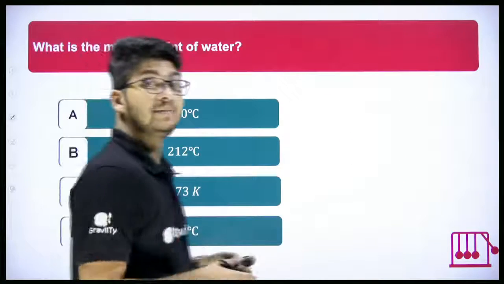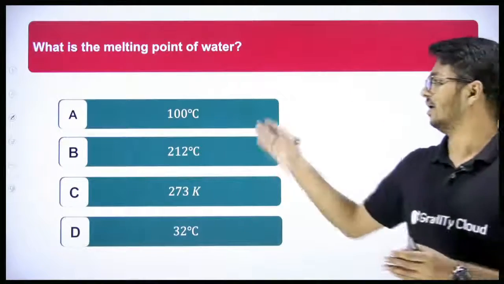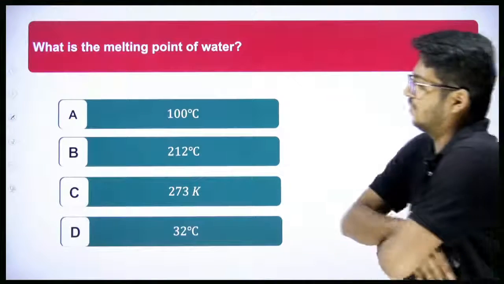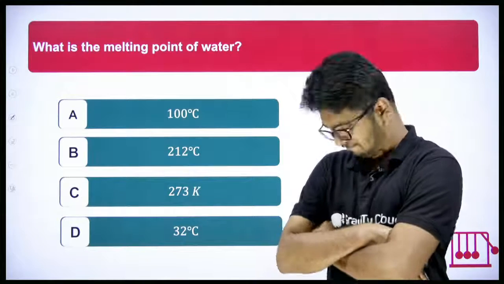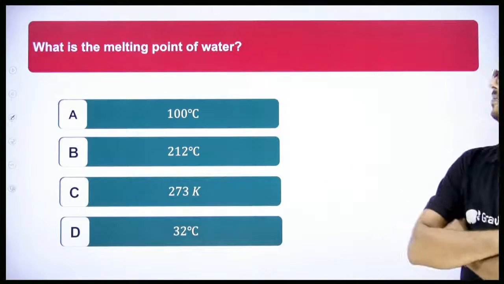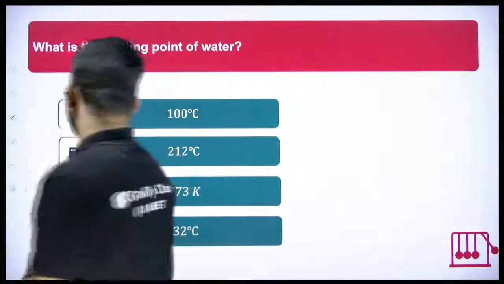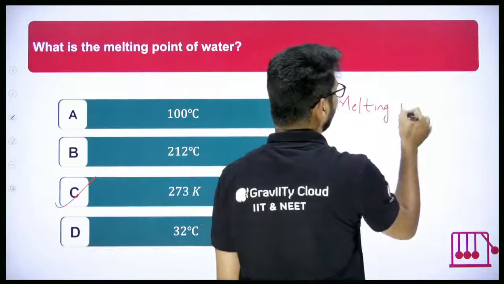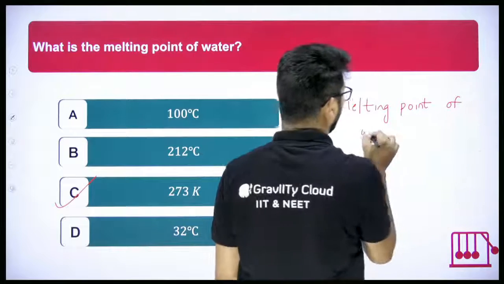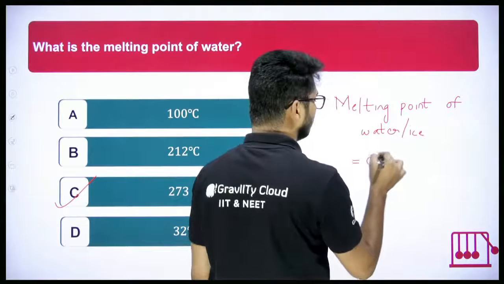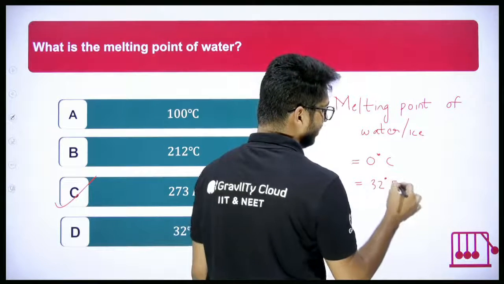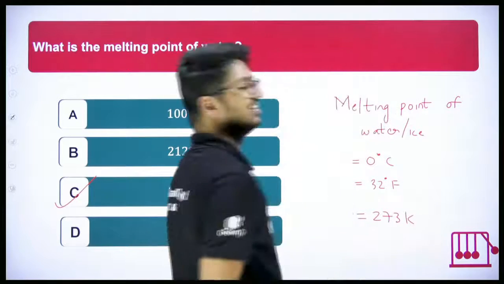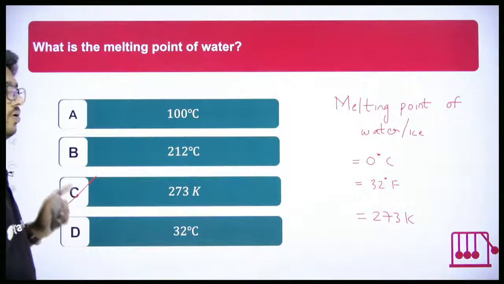Good. Next. What is the melting point of water? Again options. 100 degrees Celsius, 212 degrees Celsius, 270 Kelvin, 32 degrees Celsius. What do you think is the answer? And the answer is option C, 273 Kelvin. You have to remember the values in every scale, in every unit. When we talk about the melting point of water or ice, it is equal to 0 degrees Celsius, or in terms of Fahrenheit, 32 degrees Fahrenheit. In terms of Kelvin, 273 Kelvin. That is the reason why it is option C.